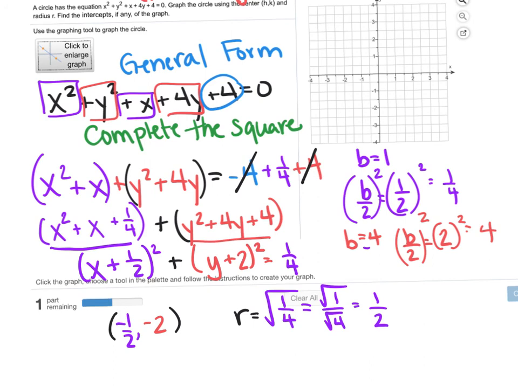So when you plot that, you have -1/2 on your x, -2 on the y, so it looks something like this. -1/2, -2. And then it's stretched out by 1/2. And notice that these are in half increments, by the way. So here, here, here, and here. So you have a small circle, but this is your circle.